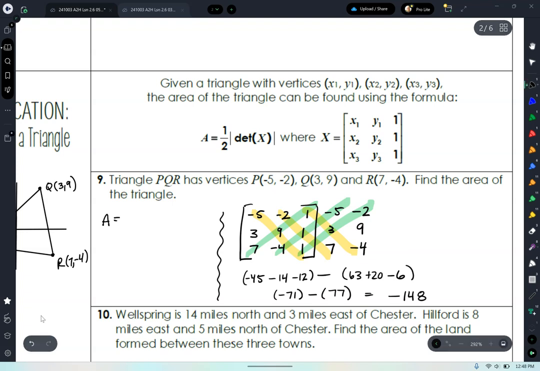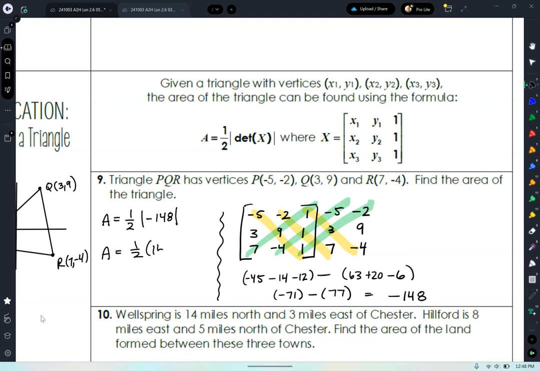Okay, so then we could say that the area of our triangle is 1/2 times our determinant of our matrix here, right? So this is going to be negative 148. So our area is going to be 1/2 of 148. So our area is going to be 74 units squared.